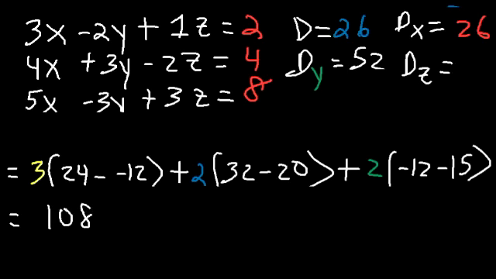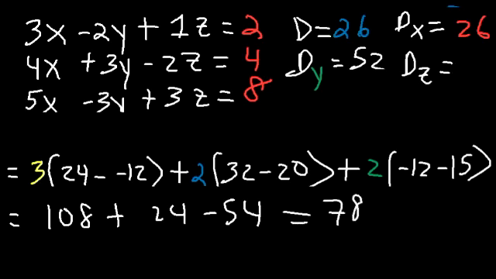If you make one mistake, the entire problem is gone. So you have to be careful with every step. 32 minus 20 is 12 times 2. That's going to be 24. And negative 12 minus 15 is negative 27 times 2, which is negative 54. So 108 plus 24 is 132 minus 54 gives you 78. So that's dz.